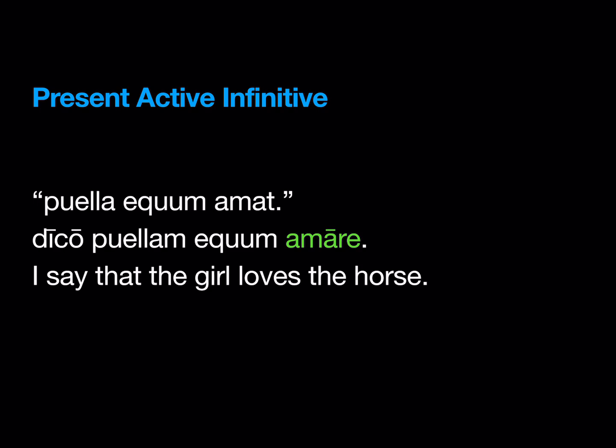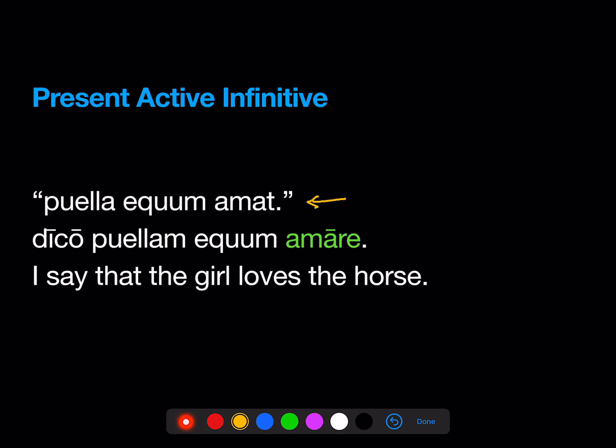So here's our direct statement to begin with. Puella equum amat. The girl loves the horse. Puella's the subject. She's in the nominative case. Amat's our verb. That's in the indicative.